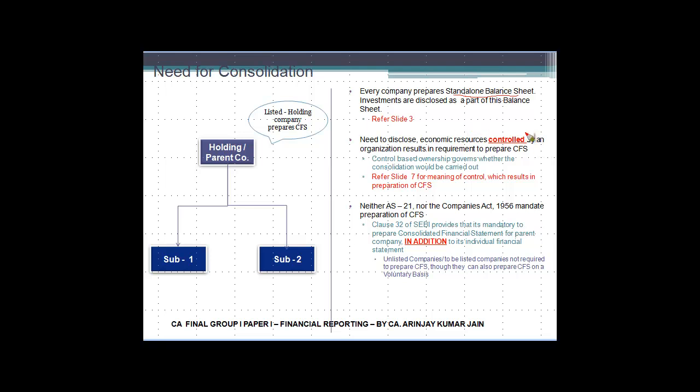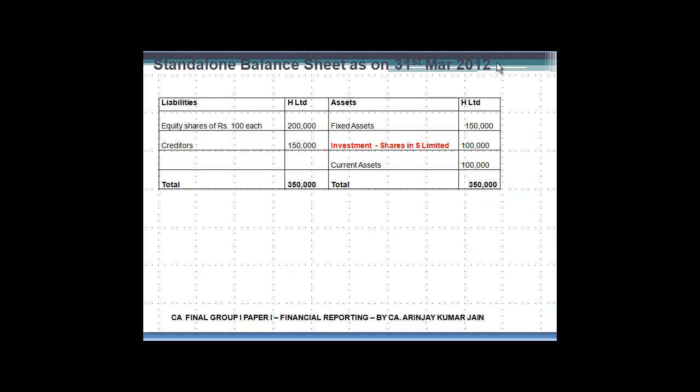Let me show you how a typical standalone balance sheet would look like. So if you look at a balance sheet, let's say for example, 31st March 2012, the balance sheet looks like something like this. On the asset side, you have fixed assets, you have investments. Instead of disclosing what these investments represent, we just mention investments. Then there are current assets, creditors, and equity share capital.